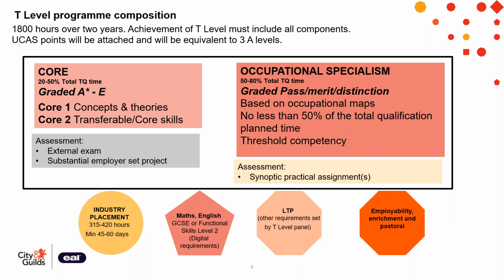Now, outside of the TQ are the components that we mentioned earlier. An industry placement must be completed, which must be no less than 45 days in total across the T-level programme. Maths and English must be achieved at level 2 as an exit requirement. Now, this could be either GCSEs, presently at grade 4 or above, or level 2 in functional skills. There'll also be some general digital competencies which will be integrated into the TQ where necessary to achieve competence.